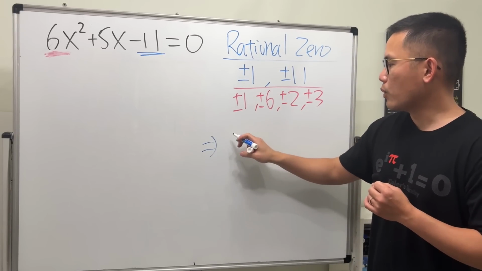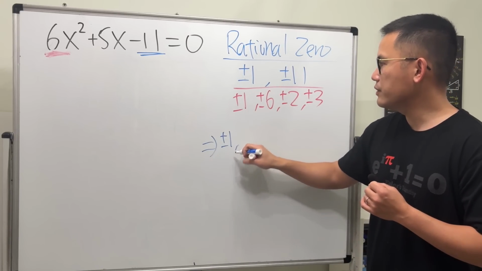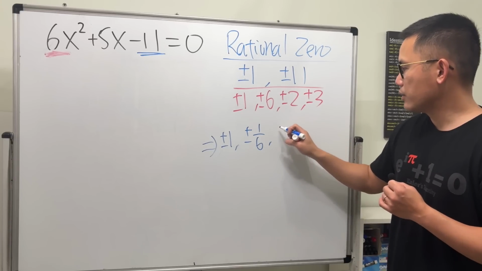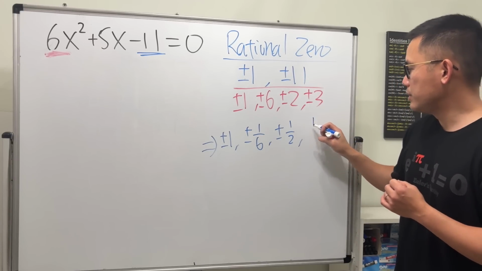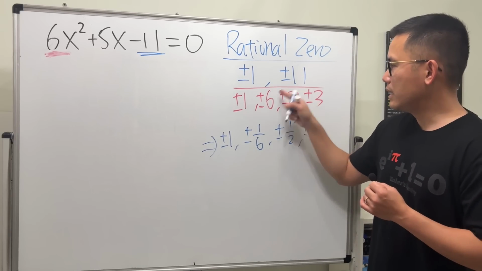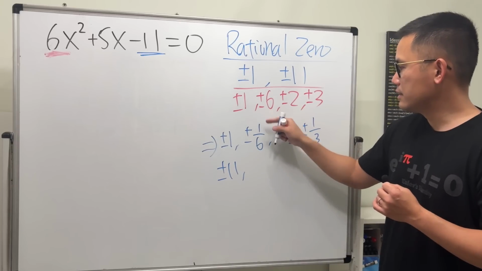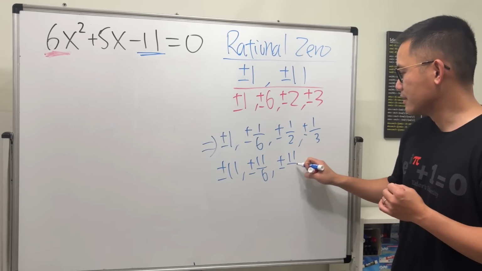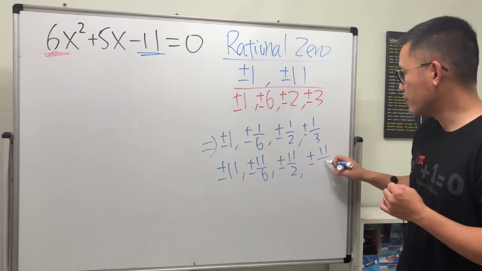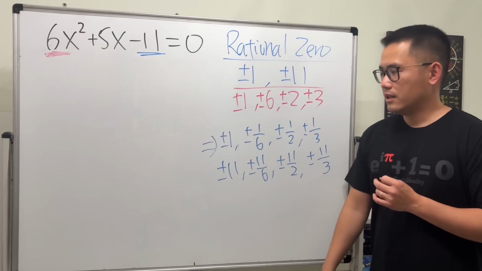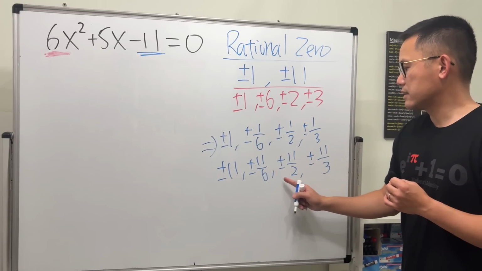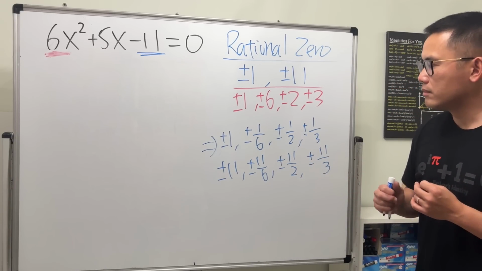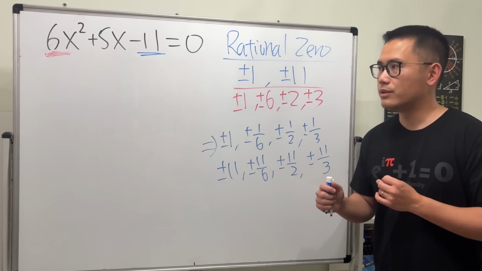Here we have 1 divided by 1, so it's 1, and then positive, negative. And if you do 1 divided by 6, that's going to be 1 over 6 plus or minus. 1 divided by the 2, and then 1 divided by the 3. And then let's do 11 divided by that, so plus or minus 11. This divided by that, so it's plus or minus 11 over 6. And then plus or minus 11 over 3. So 1, 2, 3, 4, 5, 6, 7, 8, and then plus or minus. We have a total of 16 possible zeros, right? Rational zeros.